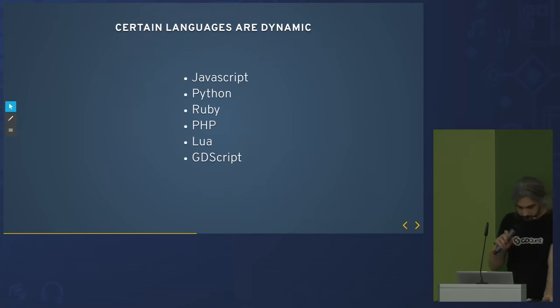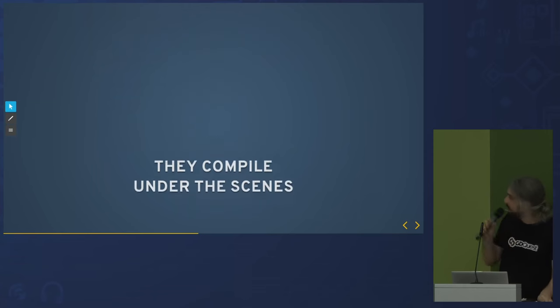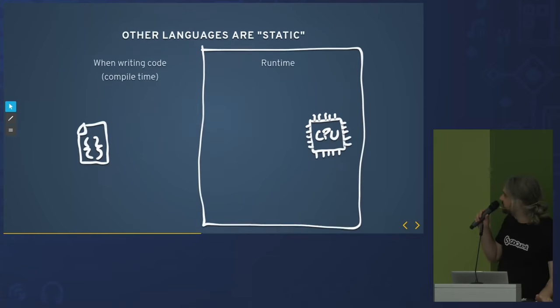Certain languages are dynamic. There's JavaScript, Python, Ruby, PHP, Lua, and GDScript, just to name a few. The advantage of dynamic languages is that type checking is done at runtime. Well, it's more disadvantages, but there's more flexibility to write code dynamically, though it tends to be less optimized. They compile under the scene. You don't see the compilation yourself.